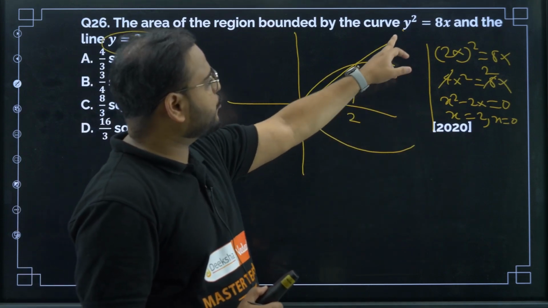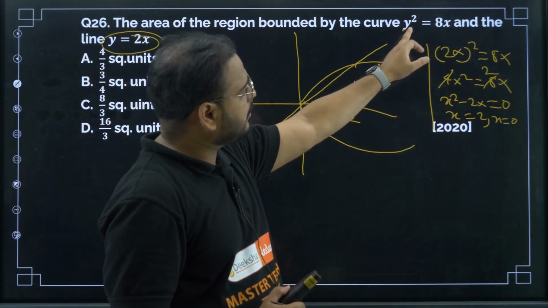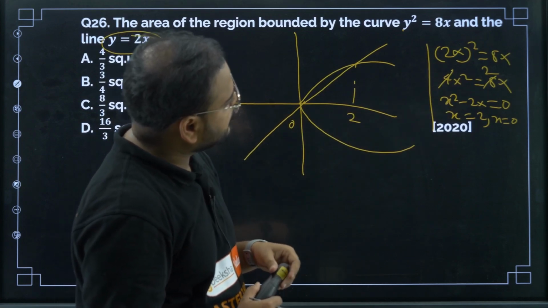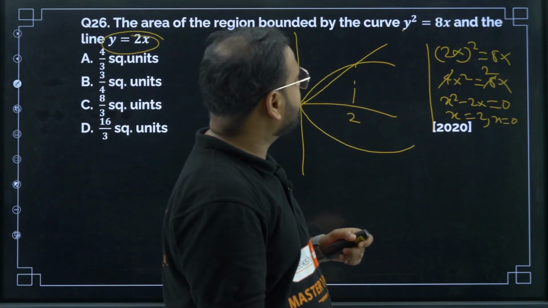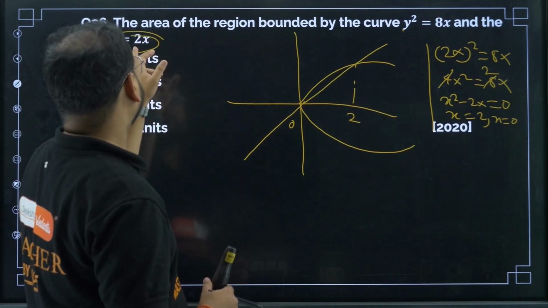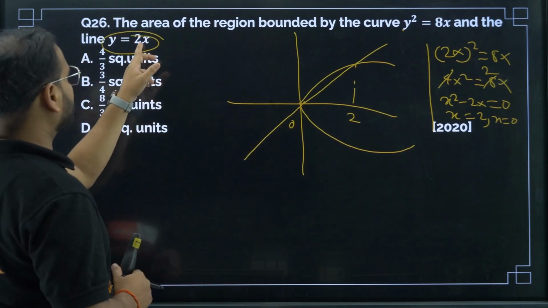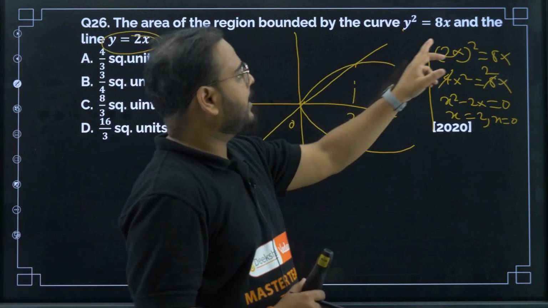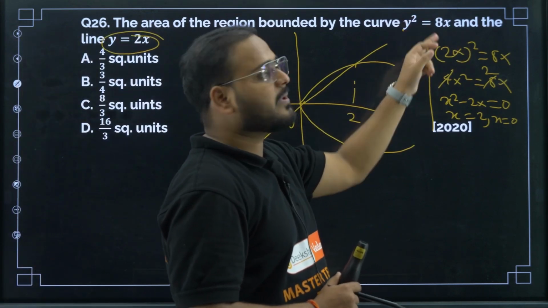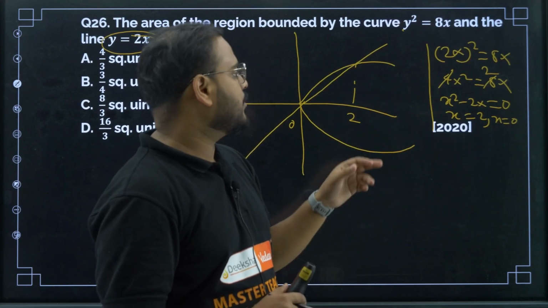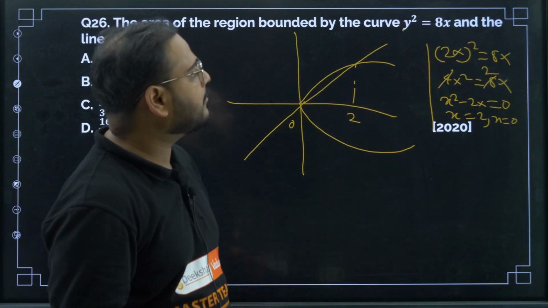So please check. 2 square will be 4. 4 2s are 8, right? No, I have to find y value from here. Put x equal to 2 here. 2 times 2 is 4. Okay. So now put here. X is 2. So 16. 4 square will be, how much is it? 16 again. Okay. So the points are 2, 4.